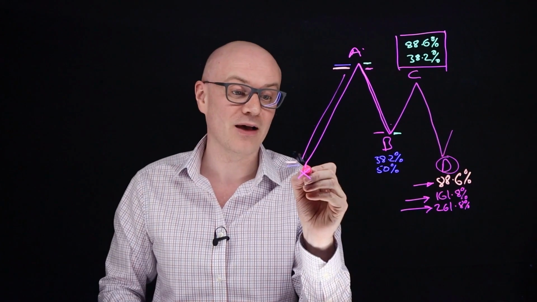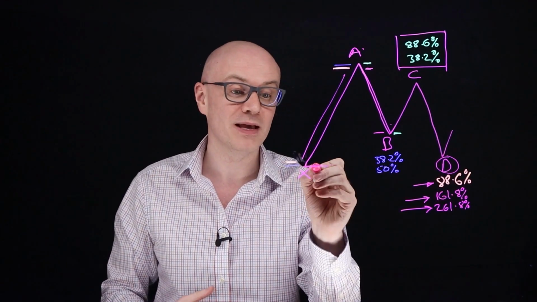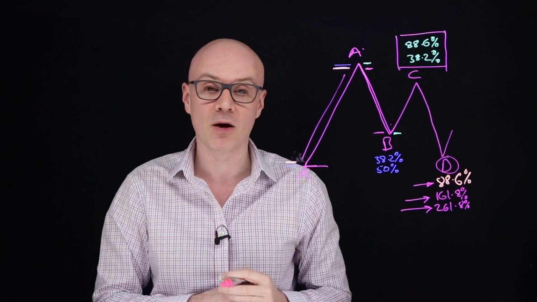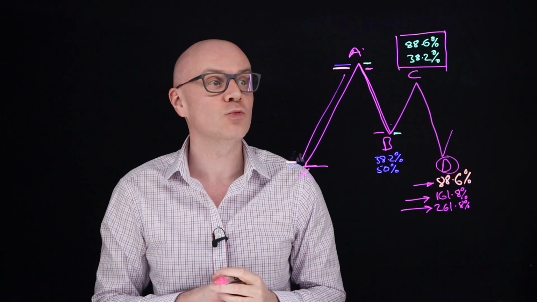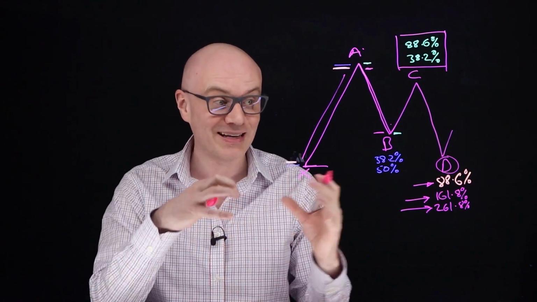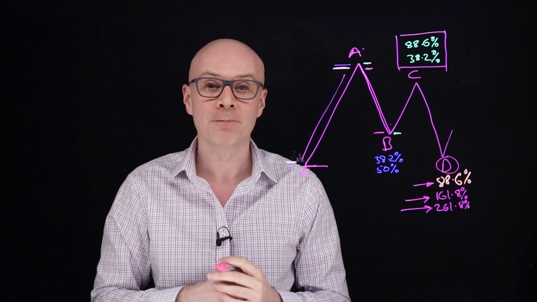We also need to have the point D always must be, to validate it as a BAT structure, above that point X, that initial start point. It's certainly one of the more complicated ones, but pretty robust if you're able to identify it properly. But that is what we're looking for in the price action.